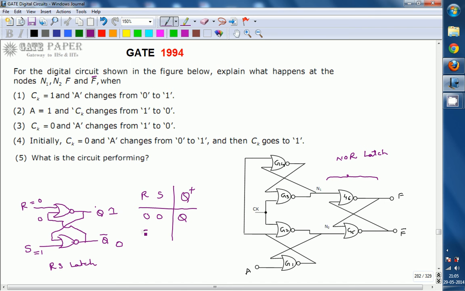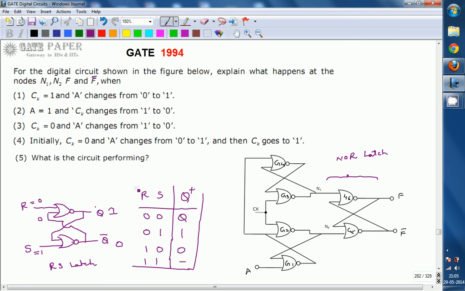If R is equal to 0 and S is equal to 1, S equal to 1 makes Q bar 0, and that 0 with R equal to 0 makes Q equal to 1, which is the set state. If R is equal to 1, that makes the output of that NOR gate 0. The output of that NOR gate is Q, so that becomes 0, the reset state. And 1, 1 is not allowed. So this is the RS latch.